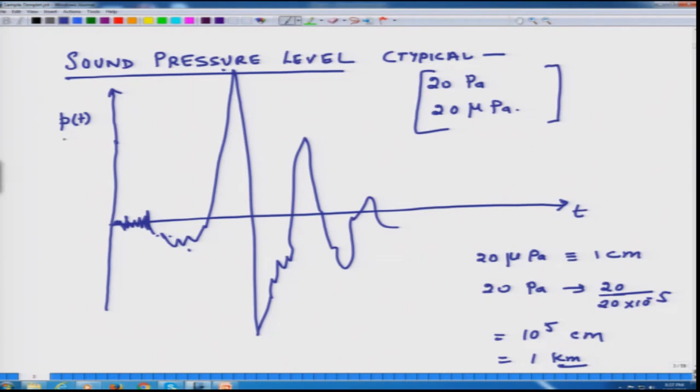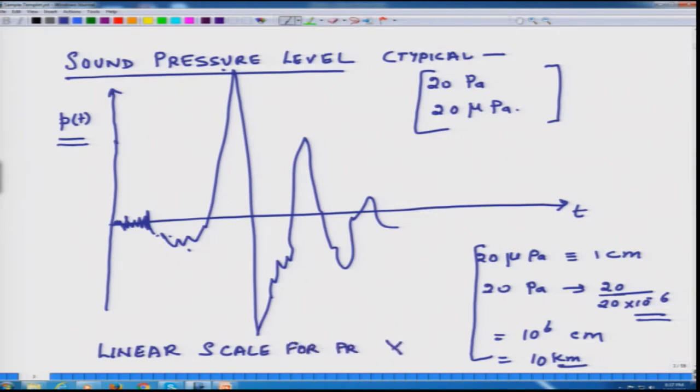So, physically I cannot represent this entire range of pressures using this linear scale. So, that should be 10 to the power of 6. 10 to the power of minus 6, I am sorry. You are right. So, then it becomes 10 kilometers. It becomes even worse. Power of 6, yeah. Okay. So, the message still remains same, that this range is extremely large. So, a linear scale for pressure does not work. Okay? A linear scale for pressure does not work.